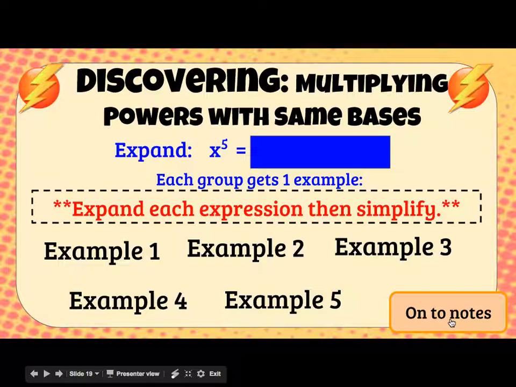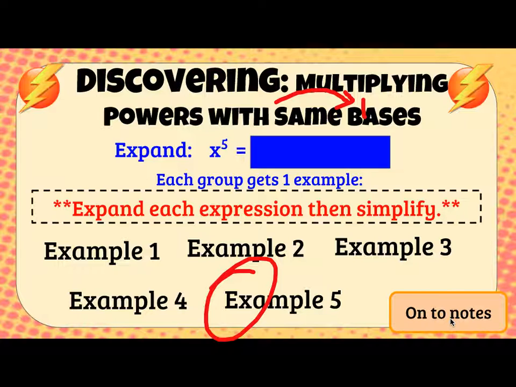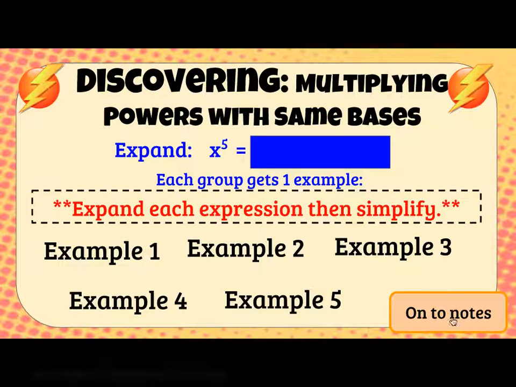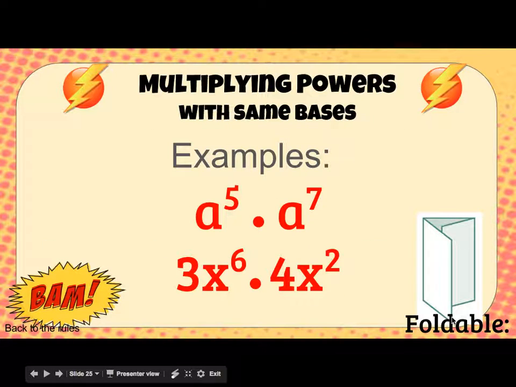So on the outside, find the multiplying powers with the same bases. Find your multiplying powers with the same bases on your notes. And then here are the examples that go on the outside of your foldable. Okay, so a to the 5th power times a to the 7th power, and then 3x to the 6th times 4x squared. This is nice because you'll see an example now that has only variables, and you're also going to have an example now that has numbers on the outside as well as some variables with exponents, so it has a little bit of both for you.